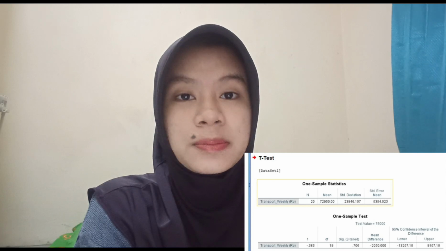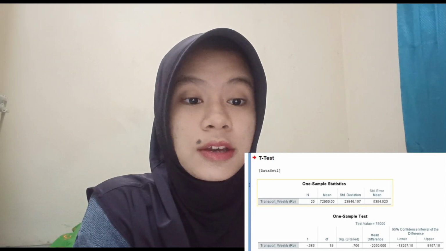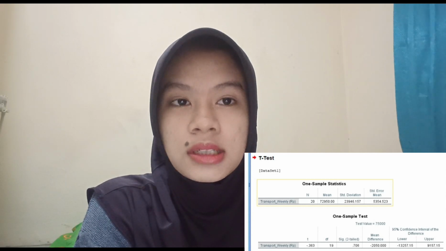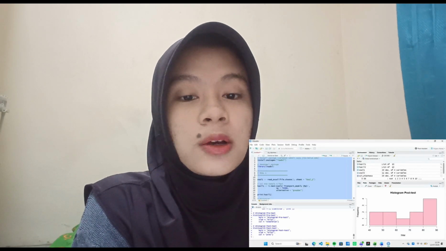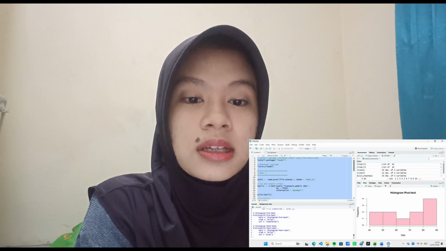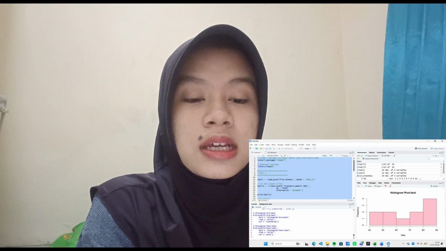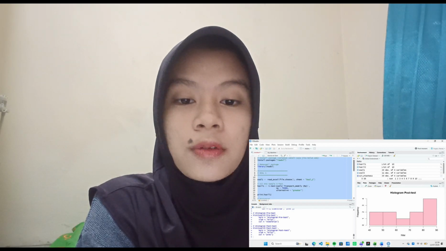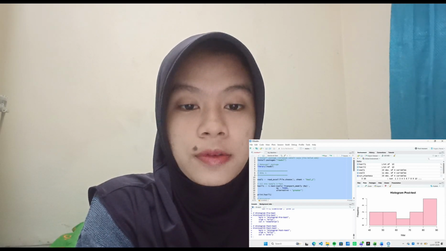As you can see from the SPSS and RStudio outputs, the average expenditure from our 20 samples is actually 72,950 rupiah, which is lower than the hypothesis value. The p-value or significance level obtained is 0.706. Because this p-value is much greater than our alpha level of 0.05, we fail to reject H0. So the conclusion is we don't have enough evidence to say that the transportation expenditure is greater than 75,000 rupiah.